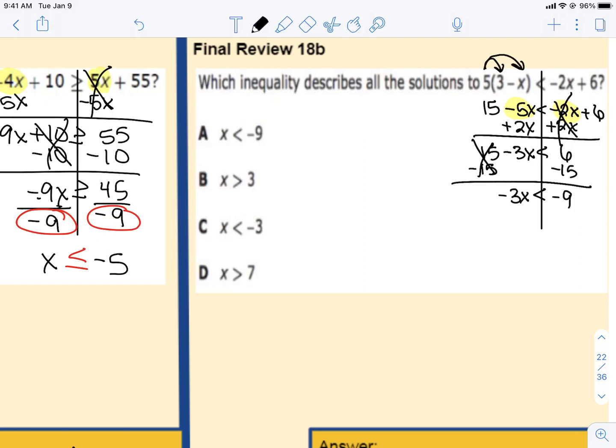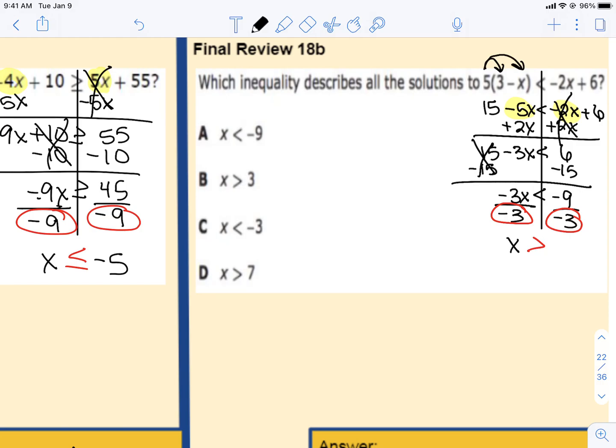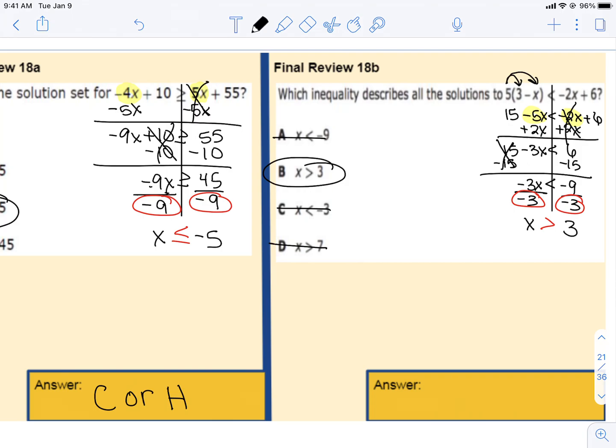Again, I want to get x by itself. It's being multiplied by negative 3, so I do the opposite and divide by negative 3. Negative 3x divided by negative 3 is just x. Once again, I divided both sides by a negative number, which means my inequality flips and opens up the other way. And then negative 9 divided by negative 3 is a positive 3. Looking at my answer choices, that eliminates A, C because it's negative, and D. And that leaves me with answer choice B.